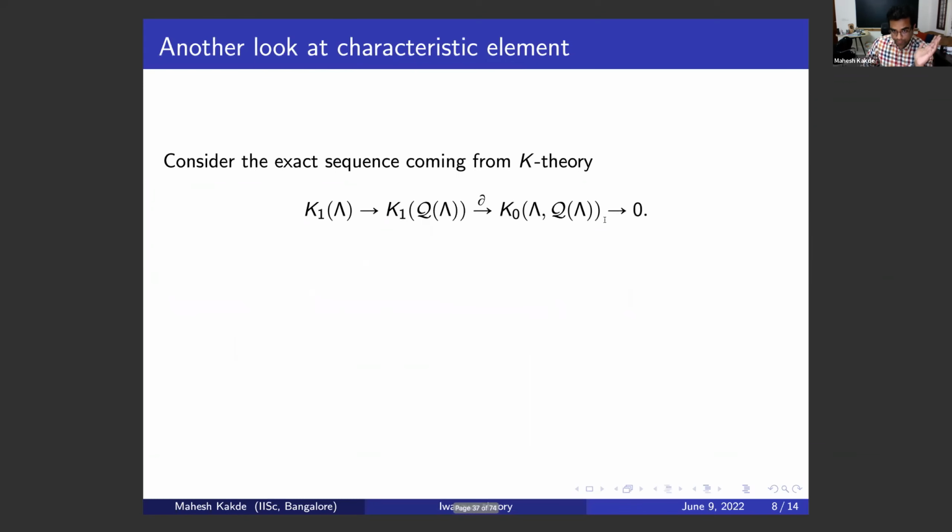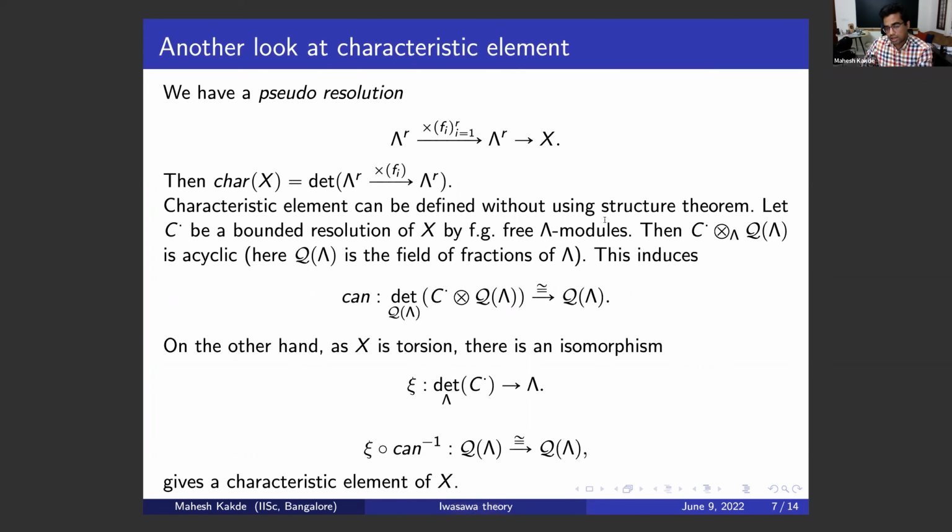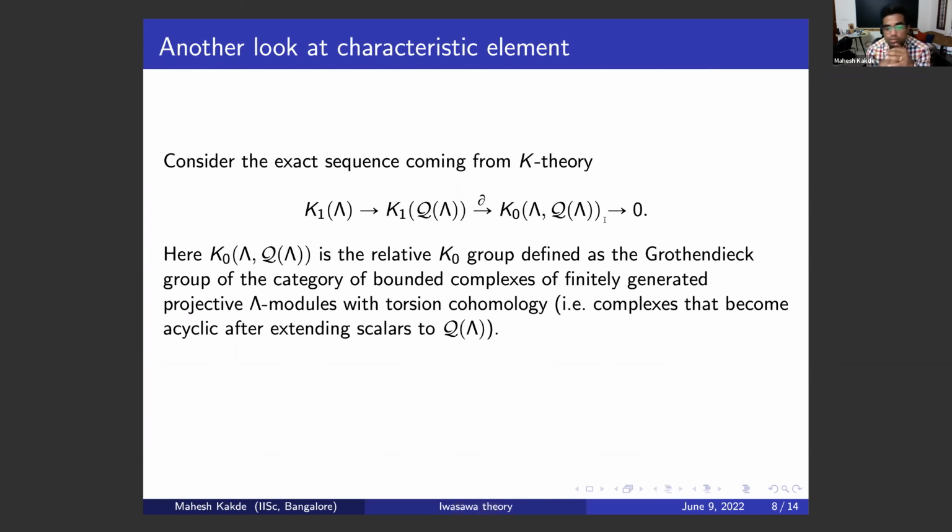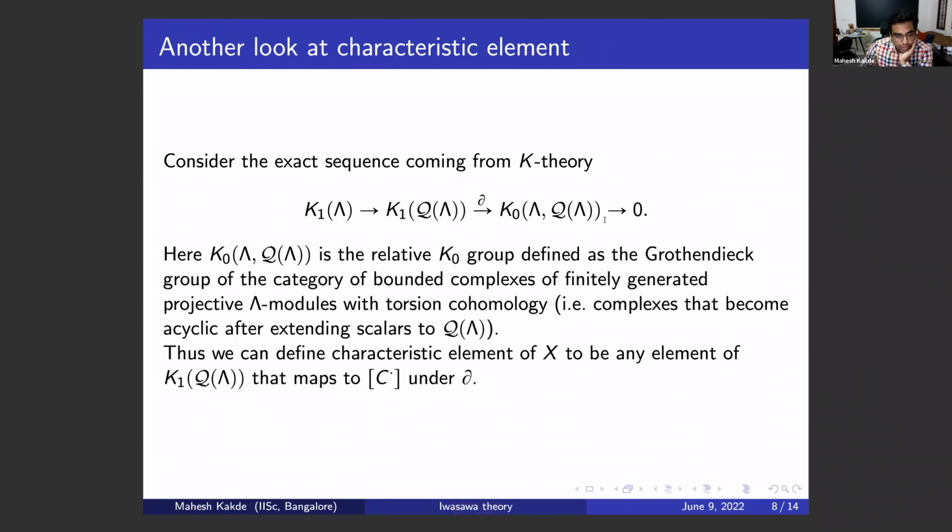So for example, C has a class in this relative K0, because that's also a bounded complex of finitely generated projective modules with torsion cohomology. Torsion cohomology, just to remind you, means that the complex becomes acyclic once you extend scalars to Q Lambda. So we can take the class of such a complex in here, and we can define the characteristic element of that complex to be any element in K1 of Q Lambda that maps to this class.